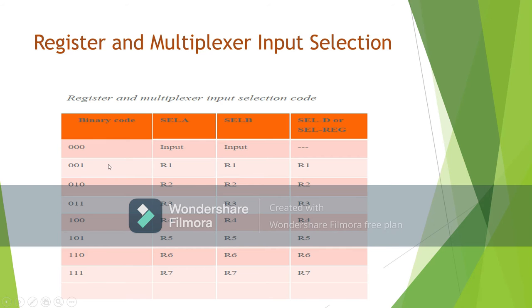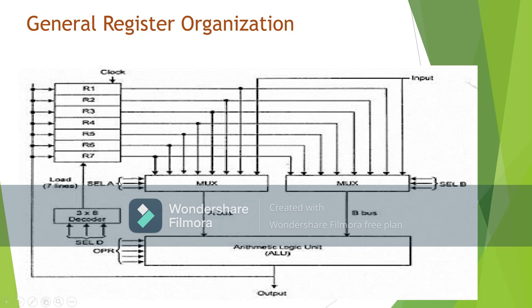To the multiplexer B, if you apply 001, it will also select the register R1. Okay. Then if you apply 010, it will select R2, for multiplexer A, for multiplexer B, as well as the decoder will select the register R2. Okay. Similarly, for 011, it selects R3, 100 selects R4, 101 selects R5, 110 selects R6, and 111 selects R7. So by applying these select inputs, we can select that which register is to be used.